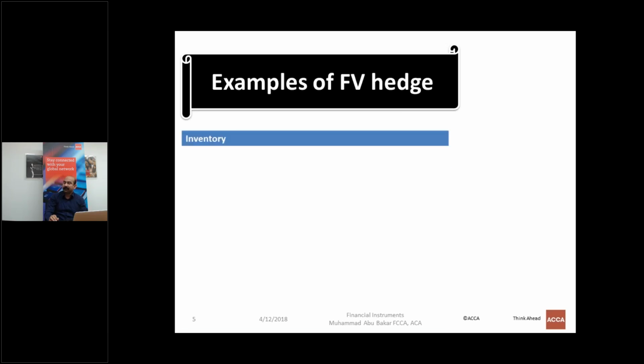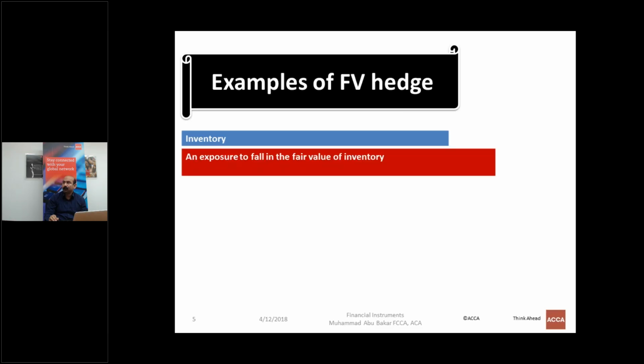Another example is inventory. In inventory, there is an exposure to a fall in the fair value of inventory. You are holding inventory in your stock, and you are afraid that its price will go down. So you enter into a hedge, and that hedge will be termed a fair value hedge.